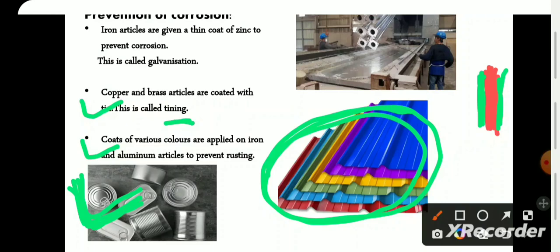I hope you understood the topics about rusting and also chemical change. I hope you understood about physical changes, chemical changes, and also about corrosion or rusting.